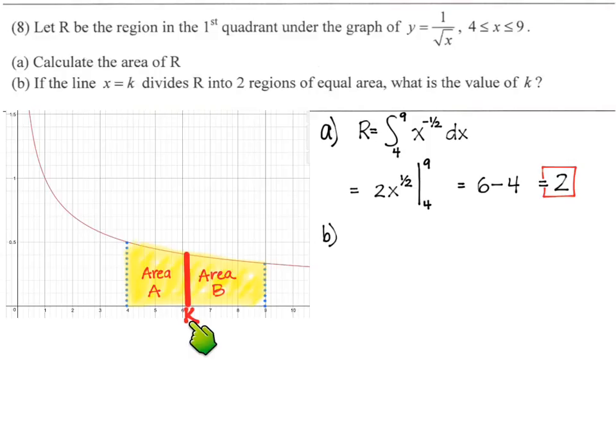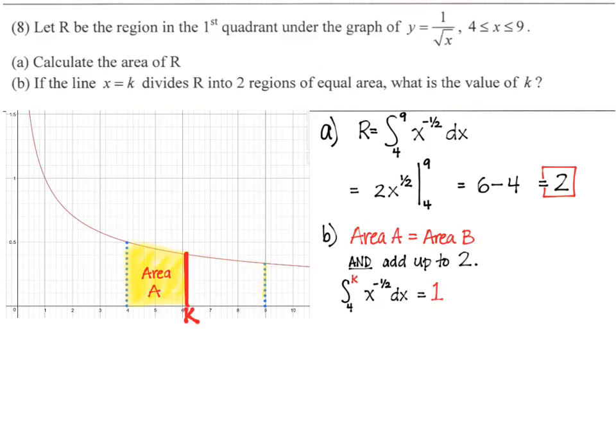Where is this line so that both of these areas are exactly the same? Well, since they're exactly the same, and we know from part A that the area is 2, that means that each one of those areas happens to be 1. So let's just look at one of those areas, from 4 to k. And we know that that area is going to equal 1.